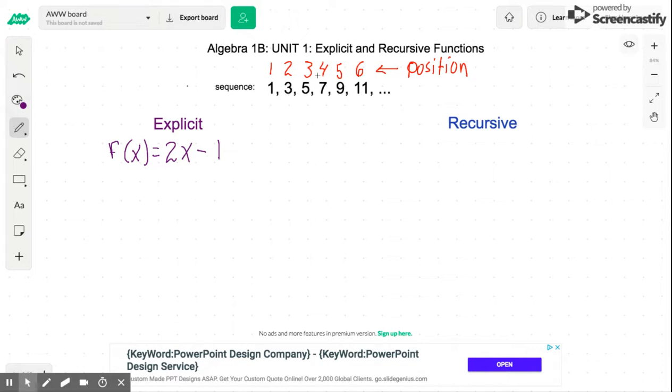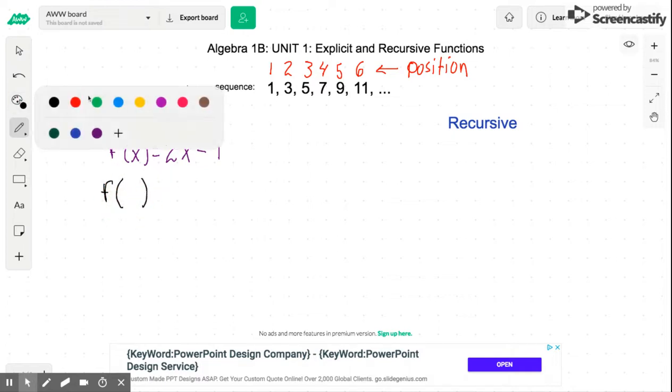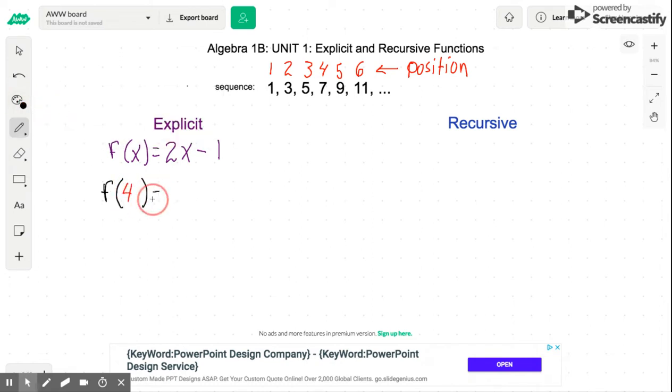Let's say I didn't have all of the list, and I wanted to know which value is in position 4. So what I would do, I would plug in the 4 into my function. So 2 times 4 is 8 minus 1, and 8 minus 1 is 7, which gives us the value that we were looking for. Now for explicit, you can plug in any position to get a value.